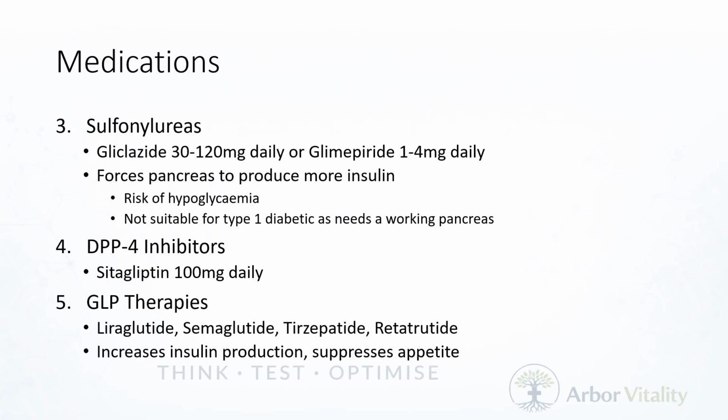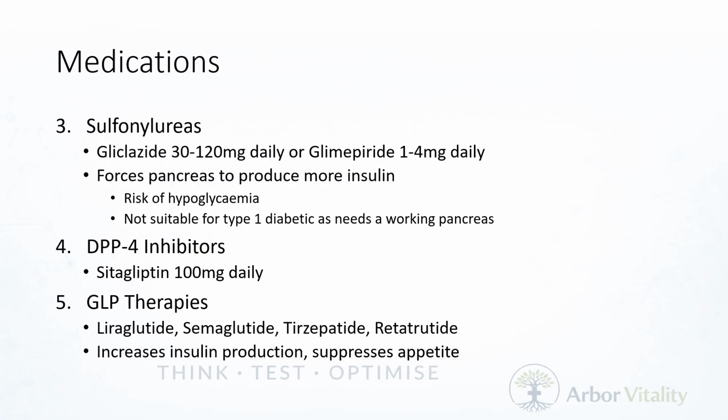Then you get your sulfonylureas, such as your glimepiride. You can see the doses on the screen. It requires a working pancreas to be effective. It forces your pancreas to produce more insulin. The problem with this is, number one, it's not suitable for type 1 diabetics as they need a functioning pancreas, and it has a higher risk of hypoglycemia compared to your SGLT2 inhibitors. Typically, people who are on a sulfonylurea and insulin are high risk for presenting with hypoglycemia, especially in the mornings.